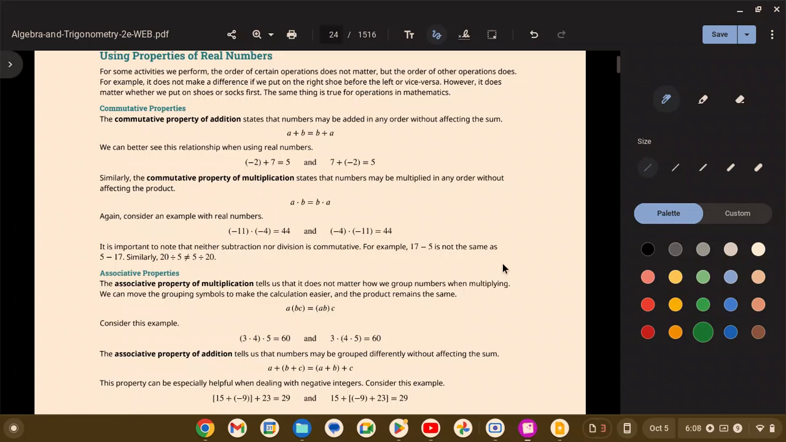Commutative properties. The commutative property of addition states that numbers may be added in any order without affecting the sum. So a plus b equals b plus a. It means if you read it from left to right, you should get the same answer as if you read from right to left. So if I do it this way, left to right equals right to left.